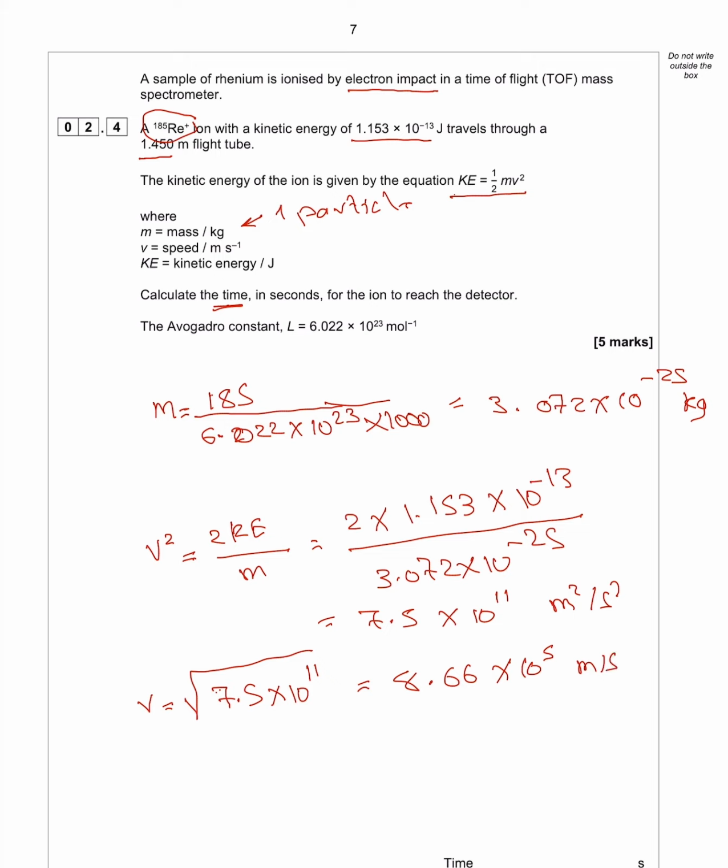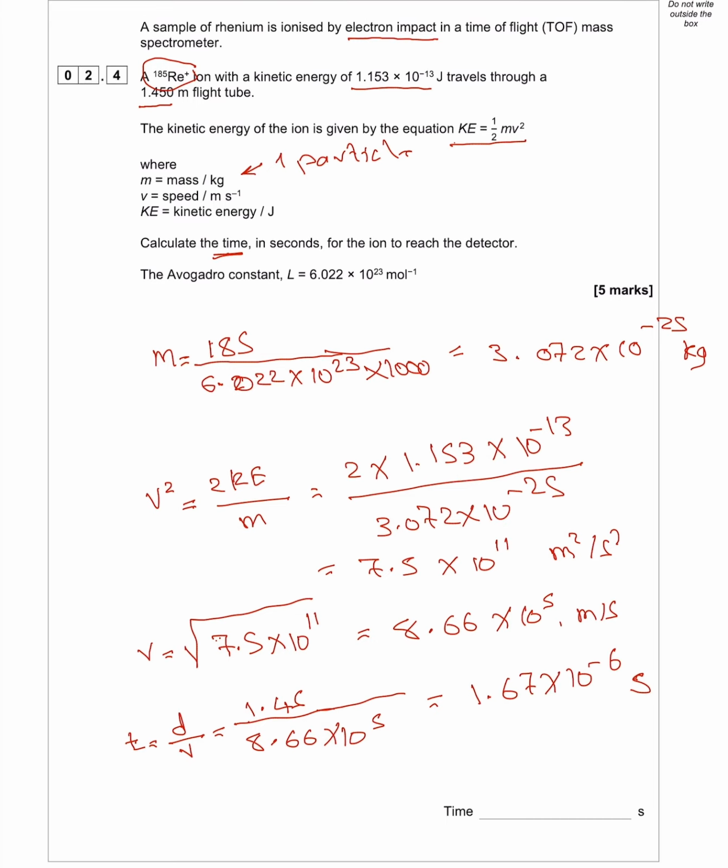And now we have the distance, we have the speed, we need to find the time in seconds. So the time will equal the distance over the speed. So this equals the 1.45 meter, which is given to you in the question, divided by the speed we found here, which is 8.66 times 10 to 5, and this equals 1.67 times 10 to minus 6 seconds. So this is how we calculate the time.